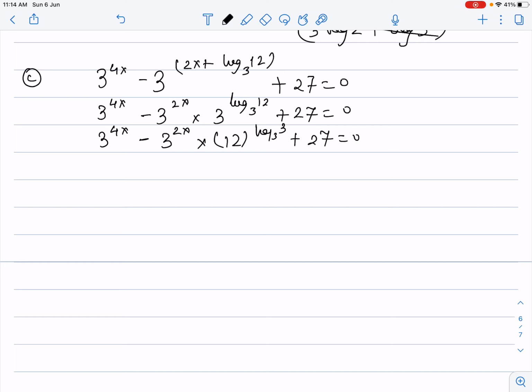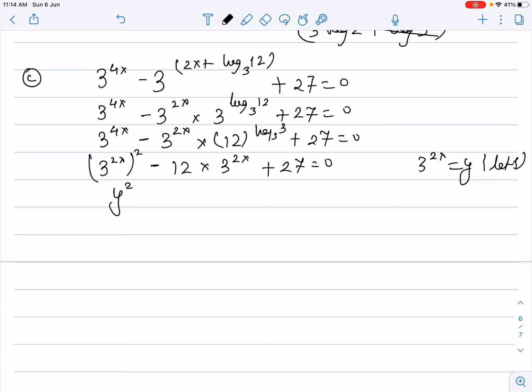Now (3 to the power 2x) whole squared can be written by me, minus 12 multiplied by 3 to the power 2x, plus 27 is equal to 0. Now 3 to the power 2x I'll be assuming as y over here. Let's assume.